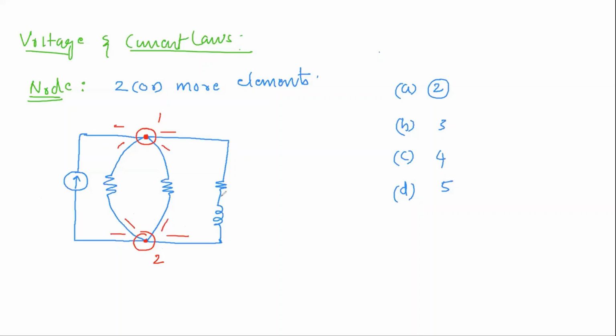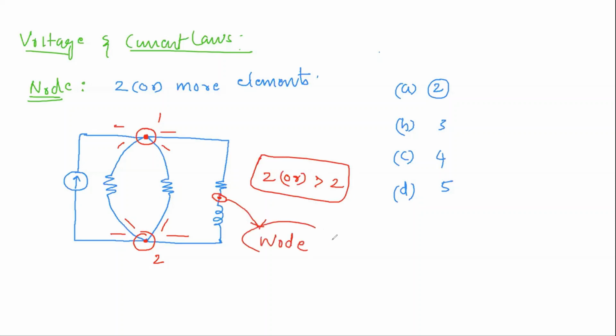Now just go for this one. Here resistor and inductor is there, right? Resistor is one element, inductor is another element. That means 2 or more, so you are having a minimum of 2 elements, right? So this can also be treated as a node. Understood? This can also be treated as a node.